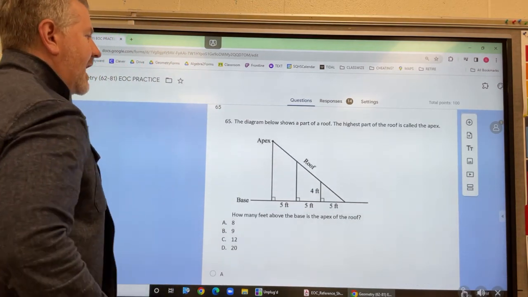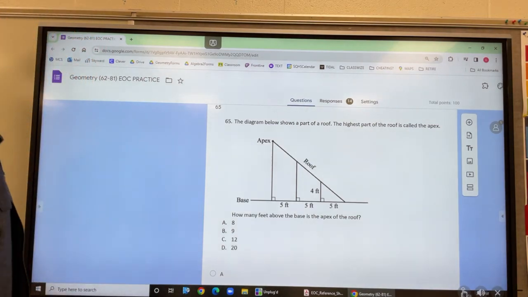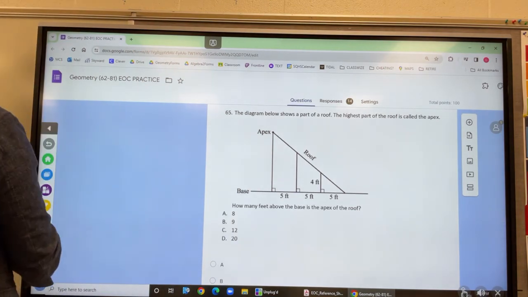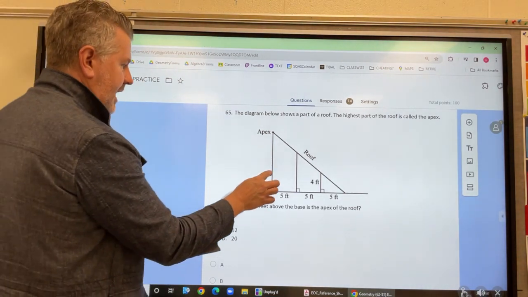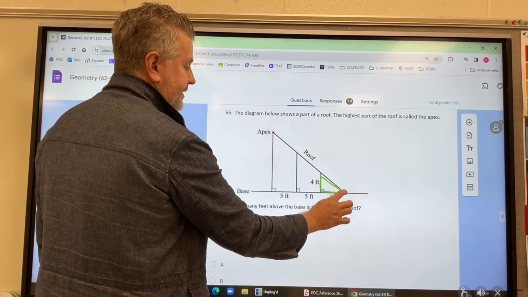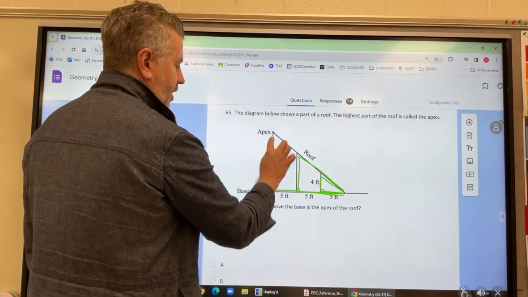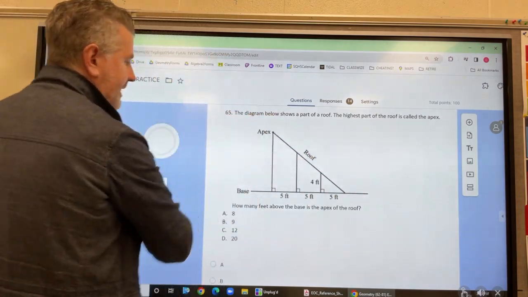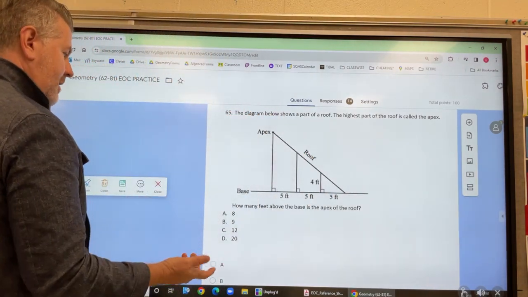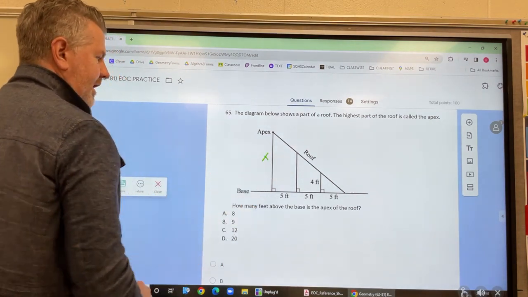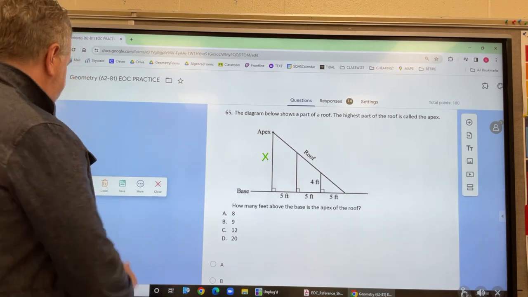Number 65, the diagram below shows a part of a roof. The highest part of the roof is called the apex. So the apex is right up here. So this creates a series of similar triangles. So that little triangle is similar to this triangle, which is similar to the whole triangle. Okay, we got 3 little triangles in there, and they're all similar. So that means we can set up some proportions of corresponding sides. So how many feet above the base is the apex? This is what we're looking for, X right here, the apex of the roof, okay?